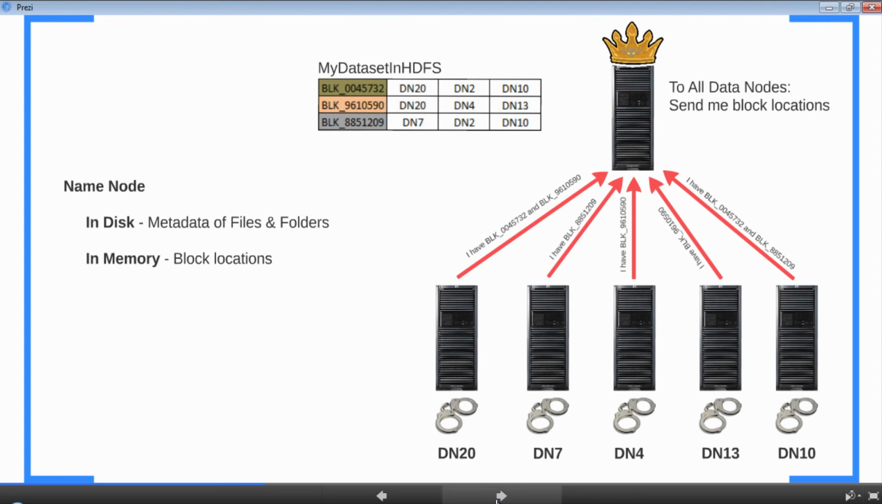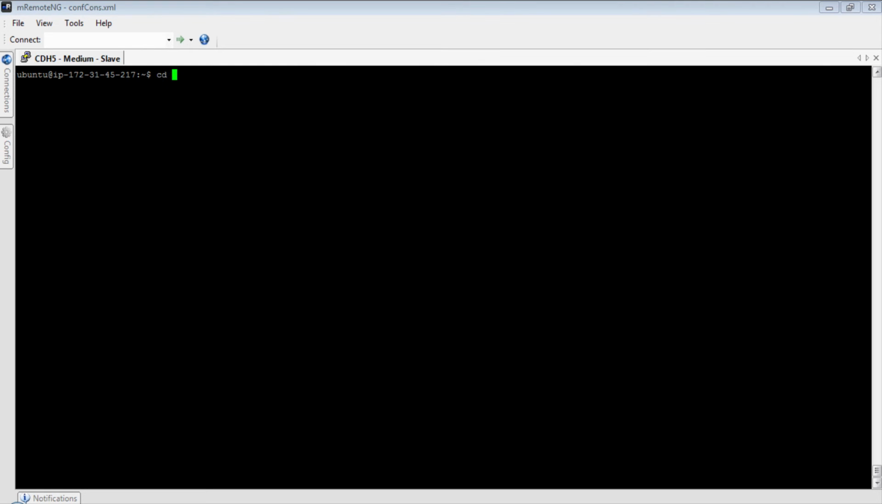So now you know that for HDFS to function properly, the data nodes and the name node should be in constant communication. So how do the data nodes know the location of the name node? Hadoop has a set of configuration files. In our cluster, the configuration files are under etc/hadoop/conf.